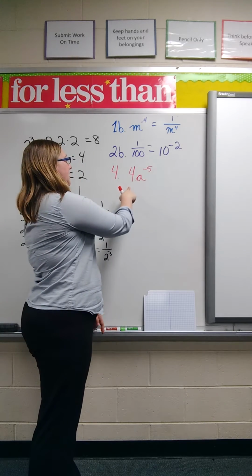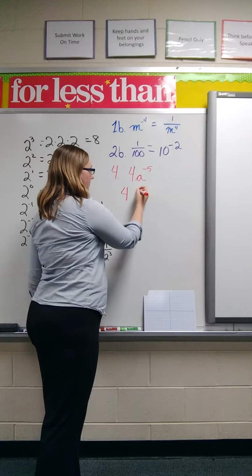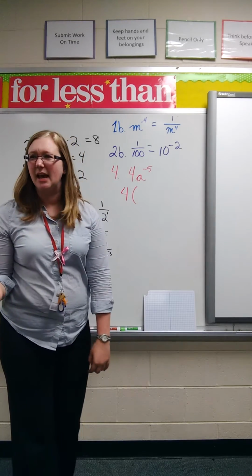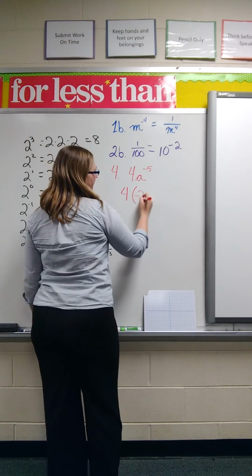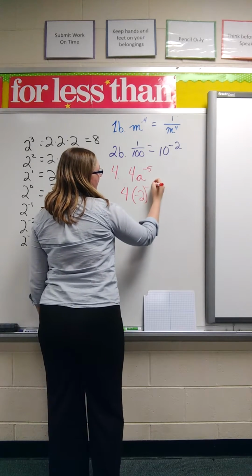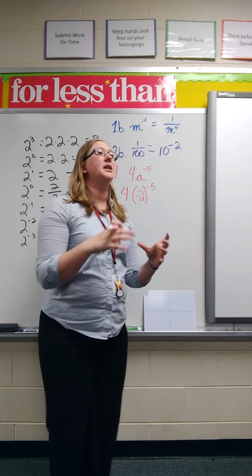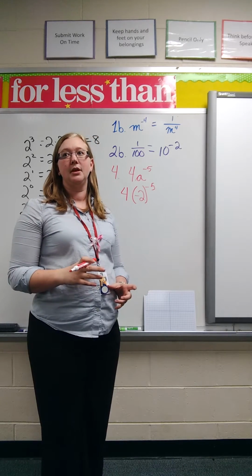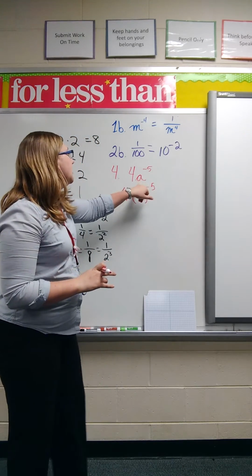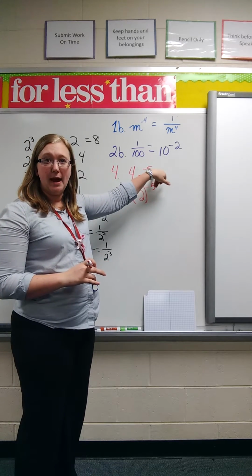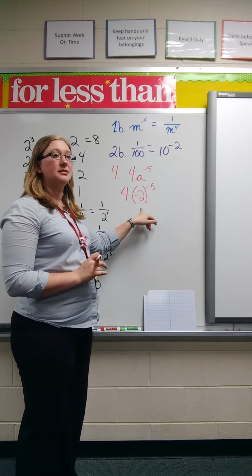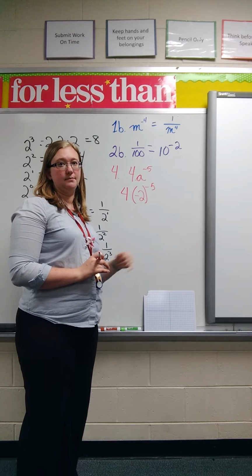So this means that we have 4 times, what does a represent? Negative 2. That negative 2 is taken to the negative fifth power. Did I need the parentheses around negative 2? Yes. Because that variable a, that positive variable a, represents the quantity negative 2. And because the variable a is taken to the negative fifth power, anything that a represents is in those parentheses. Okay?